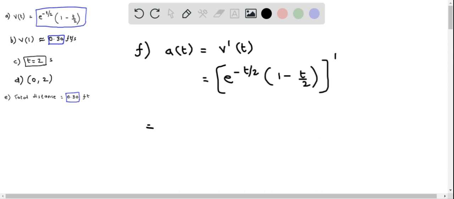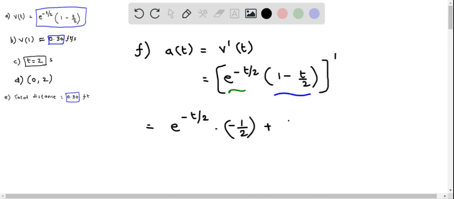And so once again, we use the product rule of differentiation to find the derivative. Consider this term as the first and this term as the second. So when we apply the product rule, we write the first term and then multiply with the derivative of the second term. The derivative of 1 minus t by 2 is negative 1 by 2.